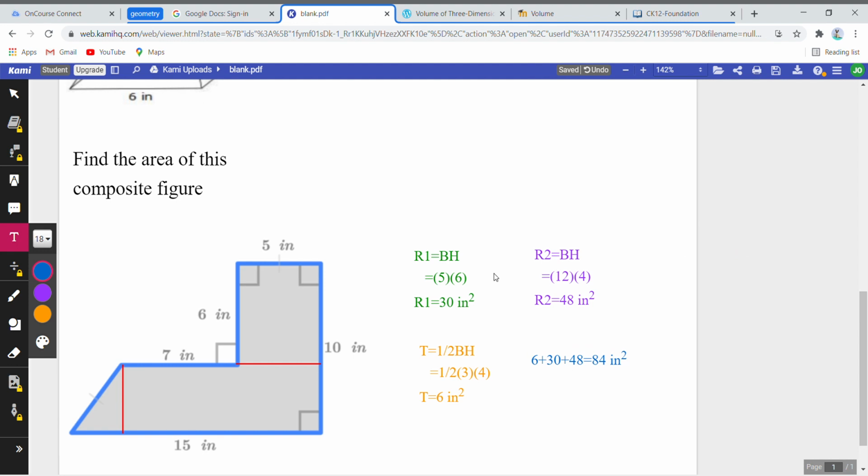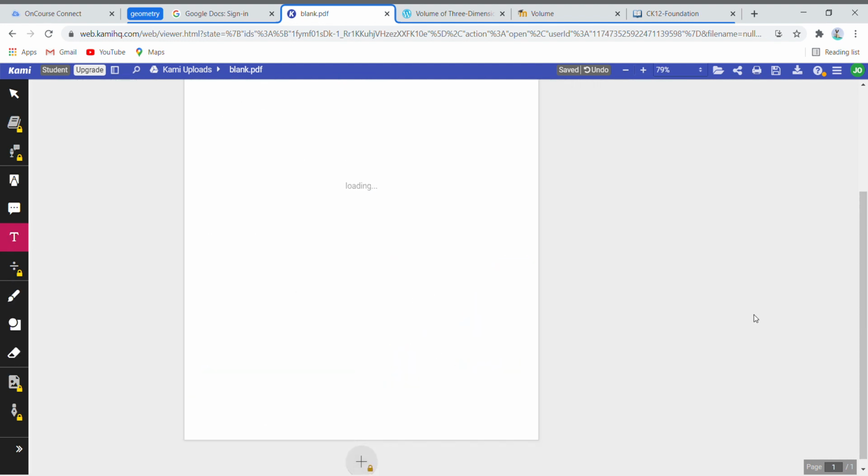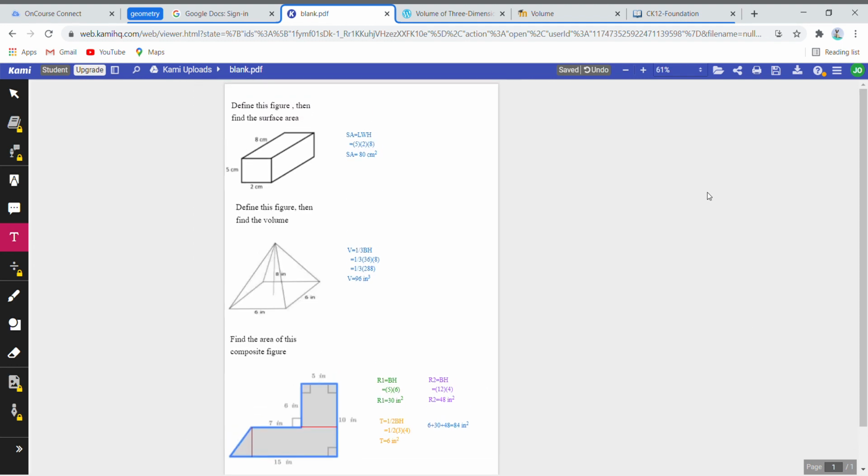So there it is, there you have it. That's how to find the surface area of a figure, the volume of a figure, and the area of a composite figure.